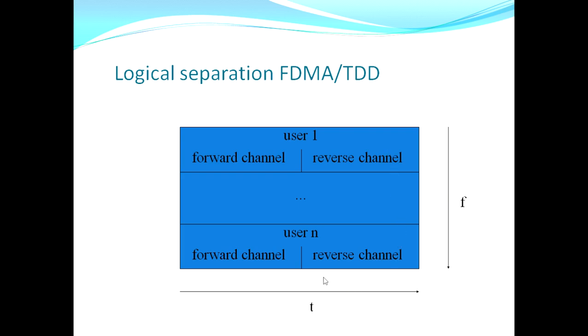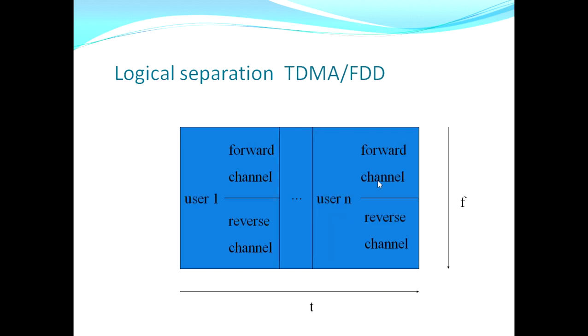Similarly, the logical separation for FDMA TDD. Here, since the available spectrum is shared by user 1 to user n, it is called FDMA. But each slot, in a horizontal manner, is divided into two slots, forward and reverse in terms of time. That is why it is called the combination of FDMA along with TDD.